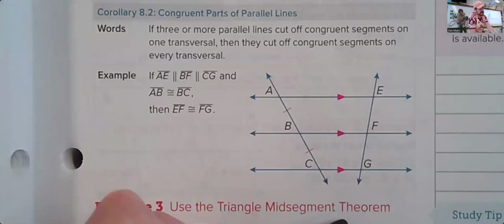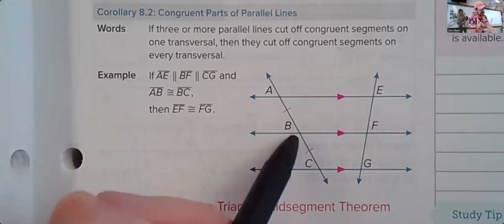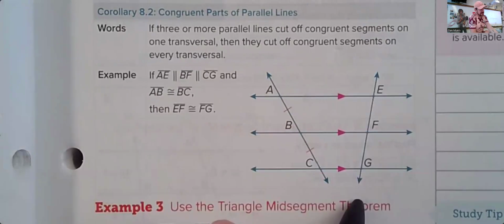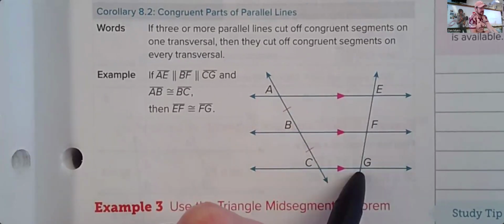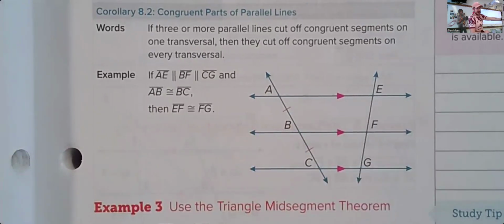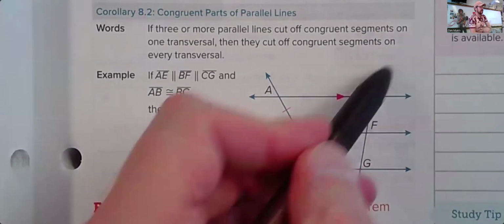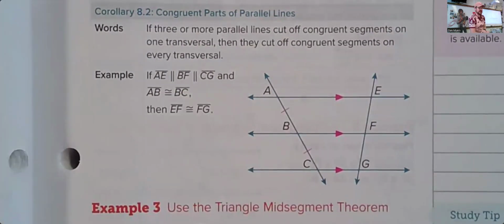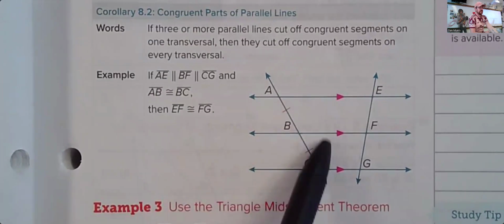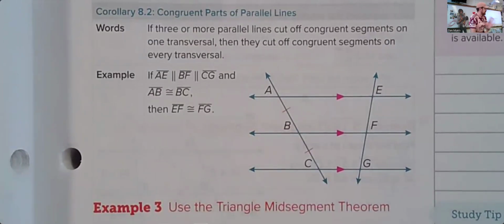And you've got this transversal that makes AB congruent to BC. That means that this transversal over here, EF, has to be equal to FG. And any other transversal that you could draw through here will create congruent segments in between those three parallel lines. So let's do some math with all those things.